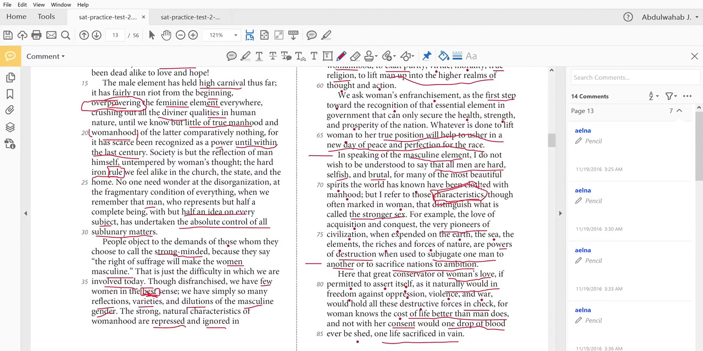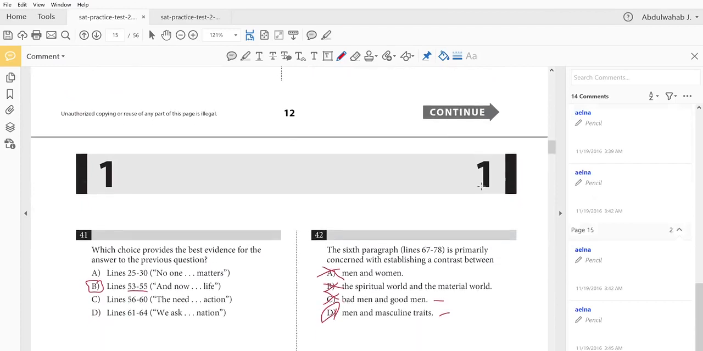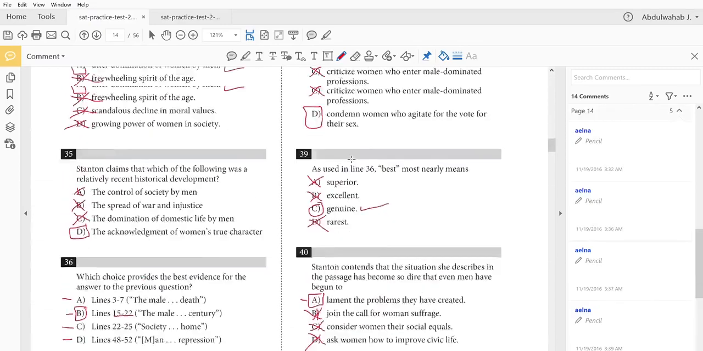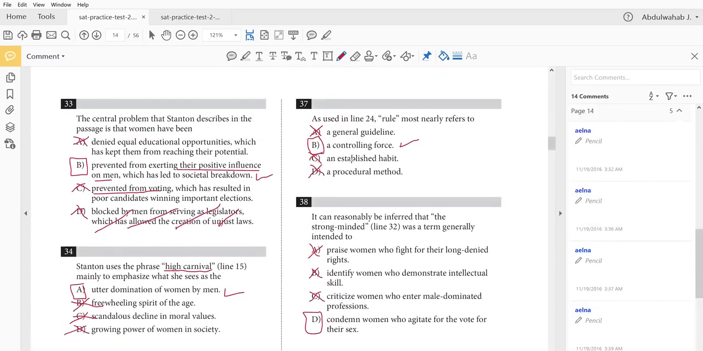So here she's trying to differentiate between men. She doesn't have a problem with men. She has a problem with the characteristics of men, or the masculine traits which have destroyed society, which is, again, the masculine traits are the love of destruction and violence and subjugation and the oppression and so on. So those are the answers. And again, I feel quite confident. I don't think this was a particularly difficult text to deal with.